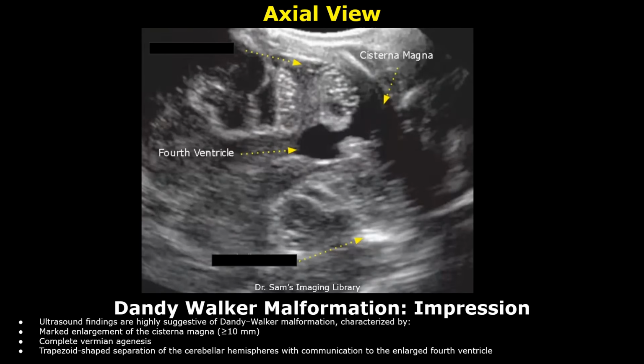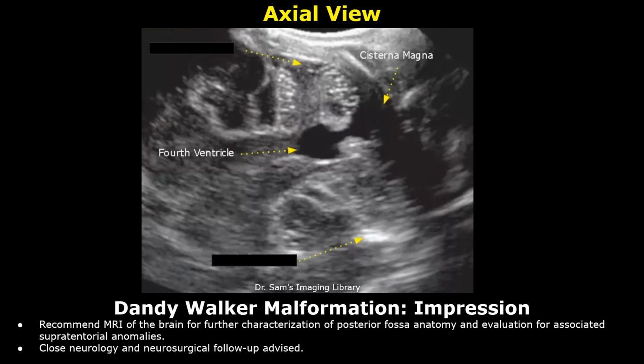Here is the impression. Ultrasound findings are highly suggestive of Dandy-Walker malformation, characterized by marked enlargement of the cisterna magna, complete vermian agenesis, trapezoid-shaped separation of the cerebellar hemispheres with communication to the enlarged fourth ventricle. Recommend MRI of the brain for further characterization of posterior fossa anatomy and evaluation for associated supratentorial anomalies. Close neurology and neurosurgical follow-up advised.